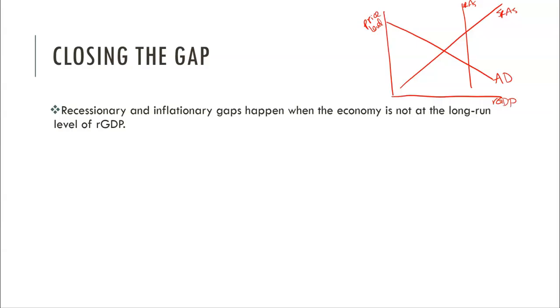So a recessionary gap or an inflationary gap happen when the economy is not at that long run level of GDP. So let's say here, right, we have a short run equilibrium that's below our long run. So let's say in the short run we are at $19 trillion, but our long run potential is 20 trillion. So the difference between what we could be at the long run and where we actually are is this gap.